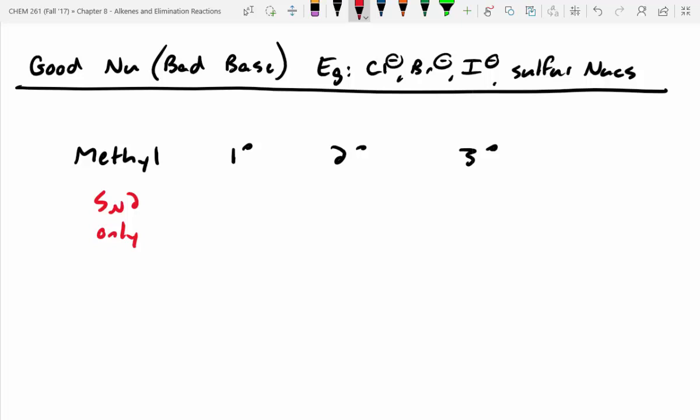What about with primary carbons? Will that do SN1, SN2? SN2, right? Why doesn't it do SN1 for primary carbocations? Or, oh, I gave it away. Why doesn't it do SN2 for primary carbons? Carbocations are too unstable, right? What about secondary substrates? They can do either SN1 or SN2. What's a good way of predicting whether or not it's going to be SN1 or SN2?